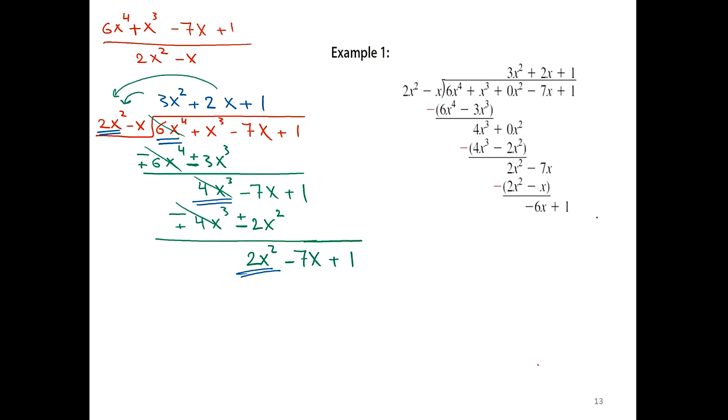Multiply 1 by 2x squared, multiply 1 by negative x. Positive converts to negative, negative converts to positive. Remove this one with this one. Minus negative 7x plus x. We have negative 6x plus 1. We can stop.